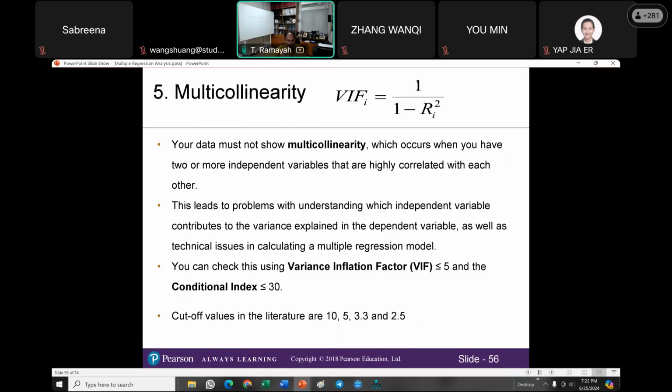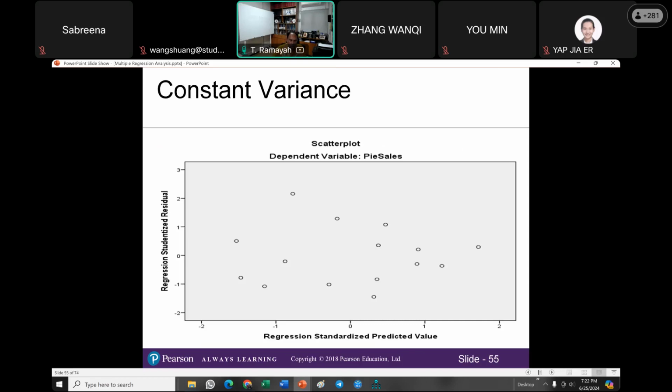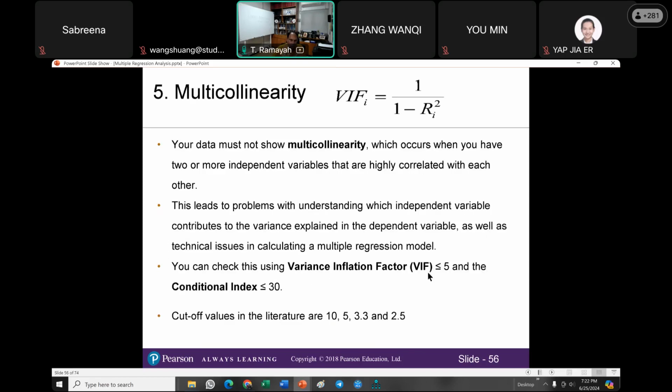Okay. Number 5 is called the multicollinearity. For multicollinearity, this is a serious problem in multiple regression. This is when your independent variables are highly correlated. Usually we will check the VIF, variance inflation factor. If the variance inflation factor is less than or equal to 5, you are quite safe. But we can also look at a condition index. If the condition index is less than 30, you are very safe. More than 30, there might be suspicion of multicollinearity.